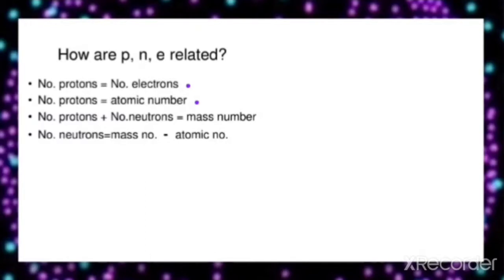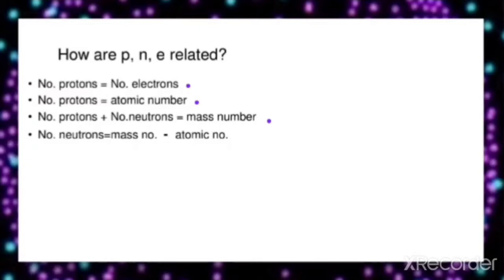That is the number of protons present in the nucleus, which determines its atomic number. The number of protons and the number of neutrons give rise to its mass number. So if you want to find the mass number, we have to take the sum of protons and neutrons.